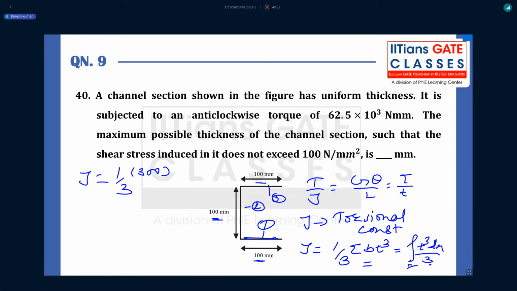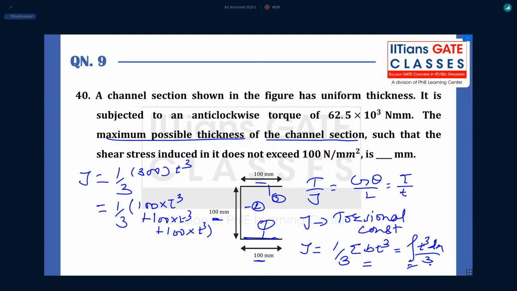For each section my thickness is unknown. So thickness is unknown because they asked what the maximum possible thickness. Okay, so you can write it like this: 1 by 3, then 100 into T cube plus 100 into T cube plus 100 into T cube. Like that we can write, which is nothing but J.